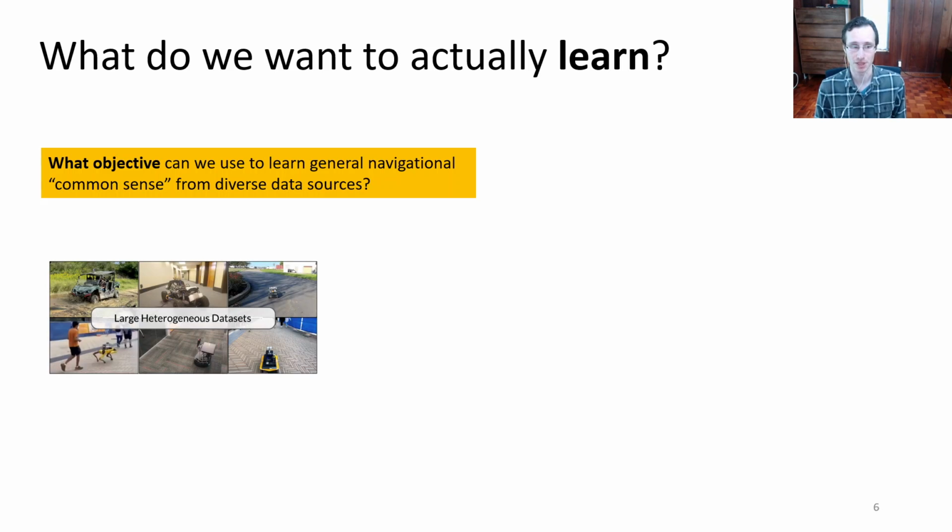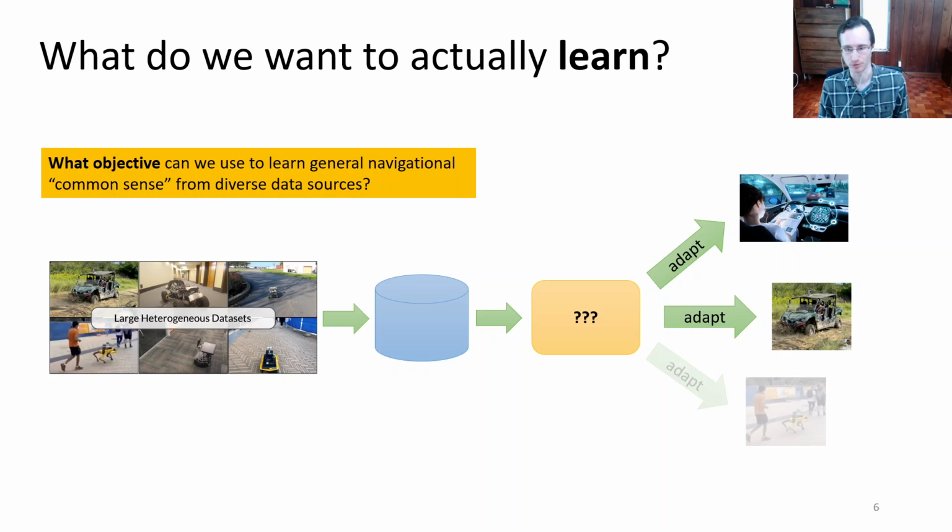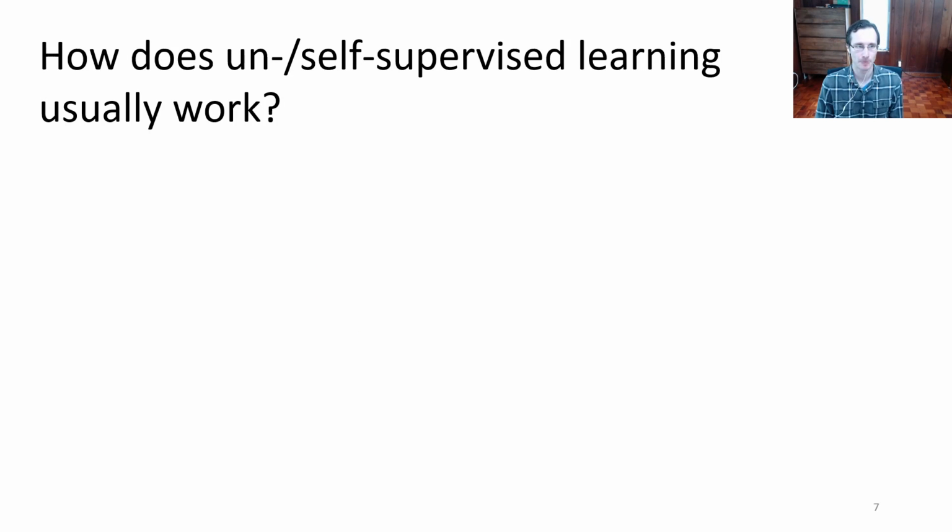That is to say, when we take these large heterogeneous data sets from lots of different robots, and we plug them into some kind of box, that box is going to produce something which can then be adapted to driving off-road ATVs and controlling legged robots and so on. What does this box need to be? What does it need to do to provide initialization that could adapt in this way?